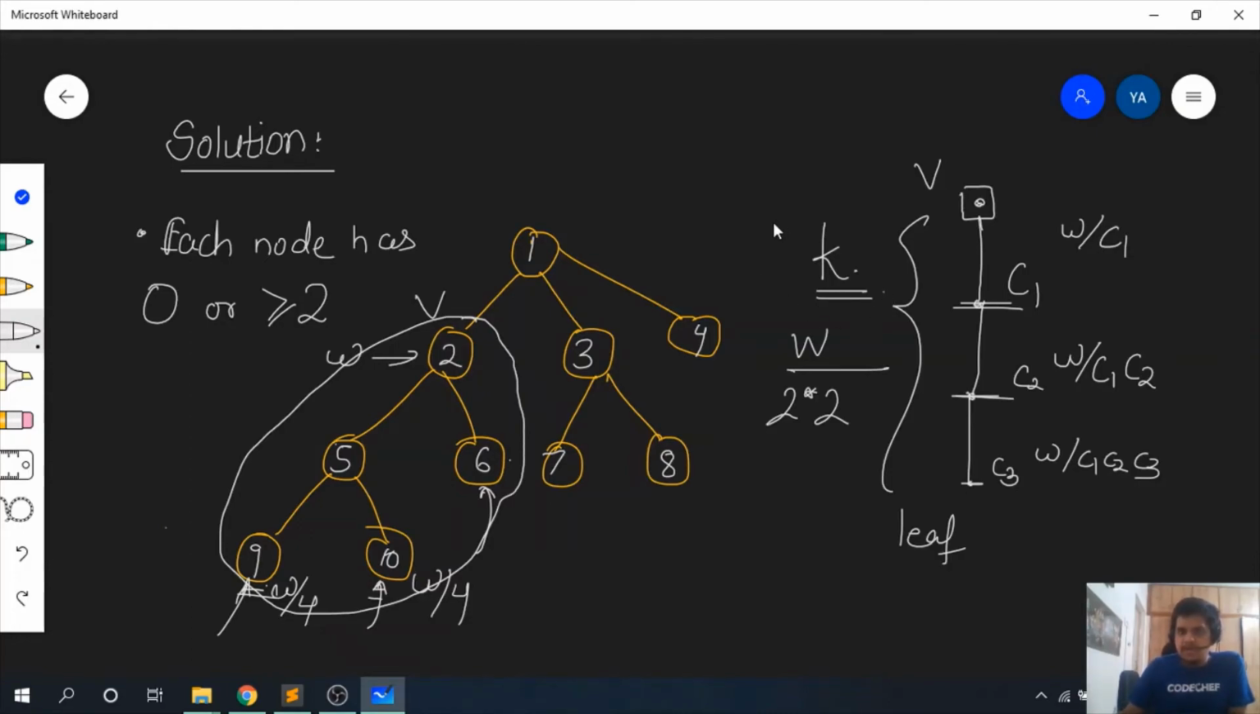Now tell me, suppose the product C1, C2, C3 up to CK is equal to P. What can be the minimum value of P? Now it is easy to guess. We know there are at least two children at each level, right?